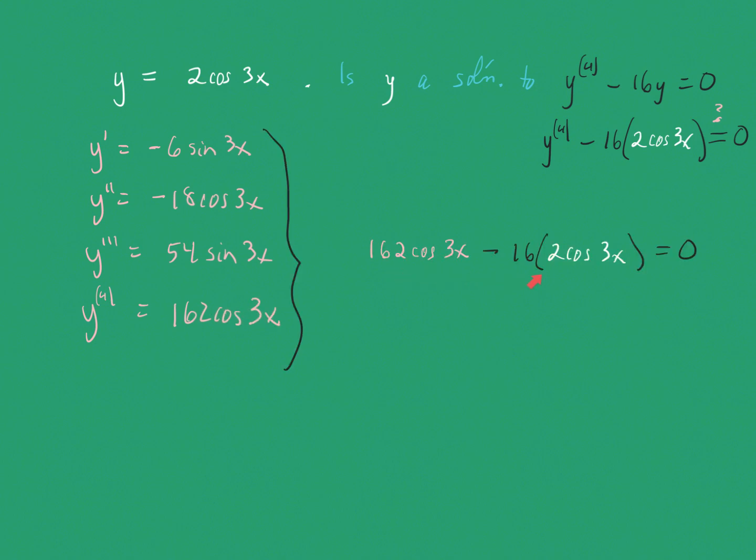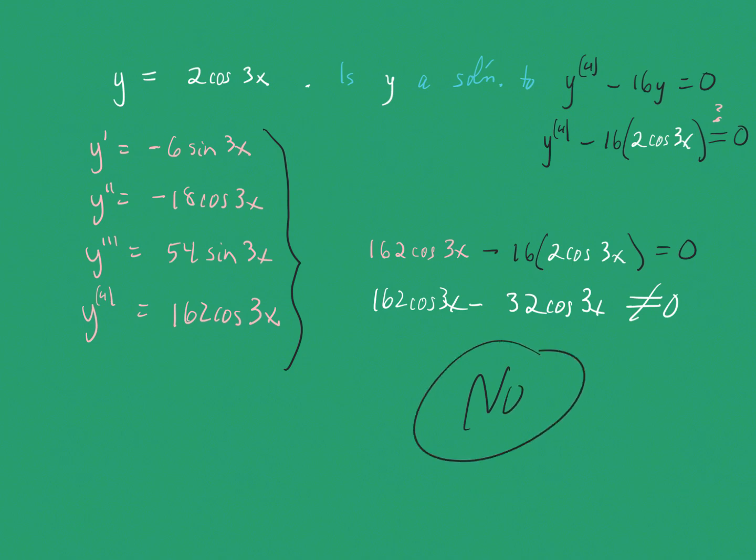Our authors might have been trying to trick you into saying that these are the same, 162, 162. However, they're not. 162 cosine of 3x minus 16 times 2, which is 32 cosine of 3x rather. This is not equal to 0, so the answer is no. We are not looking at a solution. Y is not a solution to the differential equation.